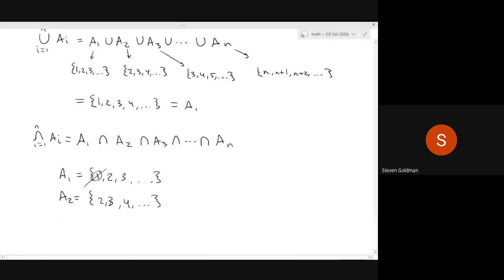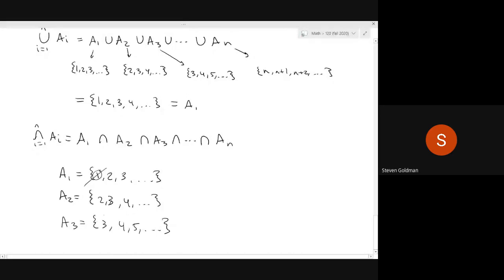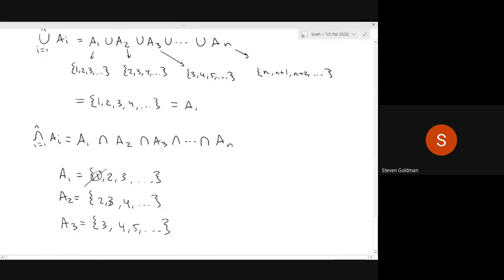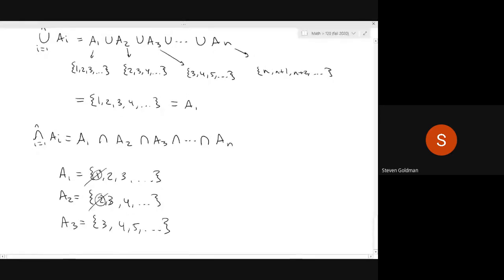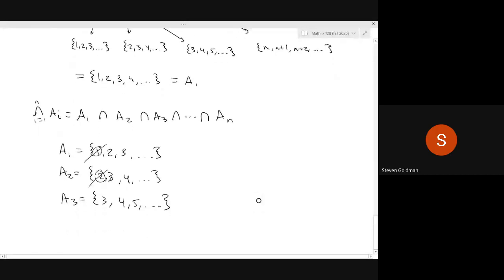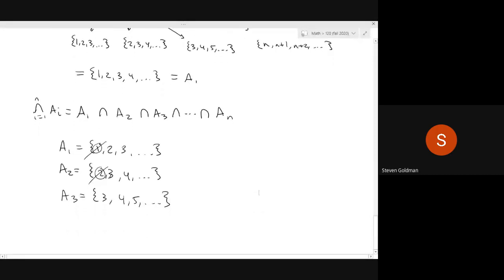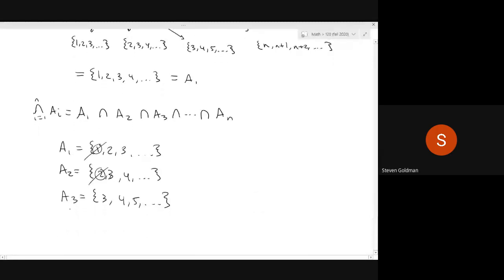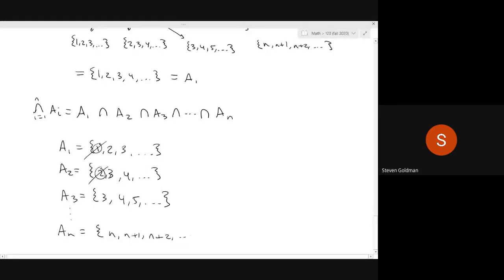What is A sub 3? A sub 3 starts at 3: 3, 4, 5, etc. So 2 is in A sub 2, but not in A sub 3. So that's not in the intersection. That's out as well. And so on and so forth, all the way up to the last set, A sub n, which is n plus 1, n plus 2, etc.